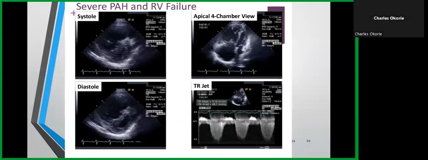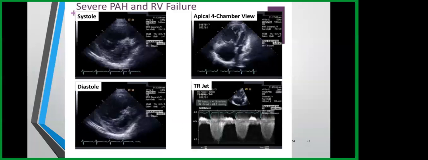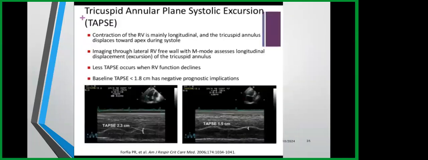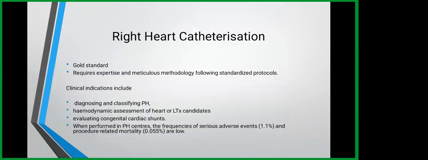Look at this short axis. You can see how the RV is so big, entirely compressing the LV. Of course, this is severe pulmonary hypertension with RV failure. I've talked about TAPSE. TAPSE should be less than 1.8, it has negative prognostic implications. I think I can just move on.